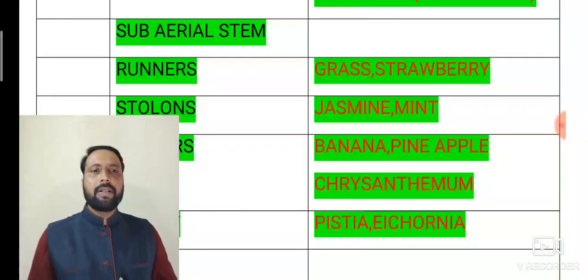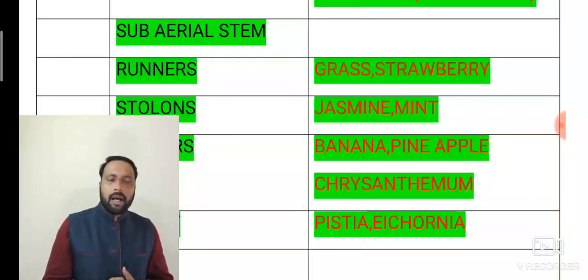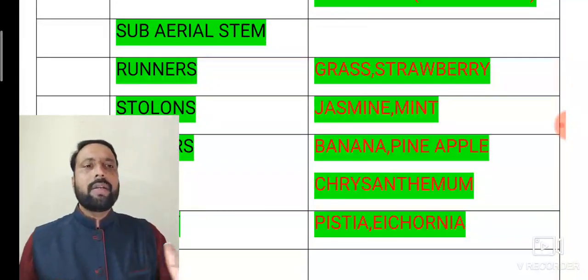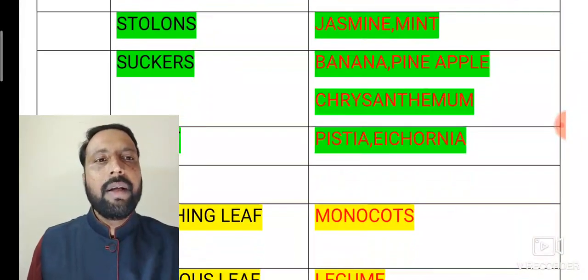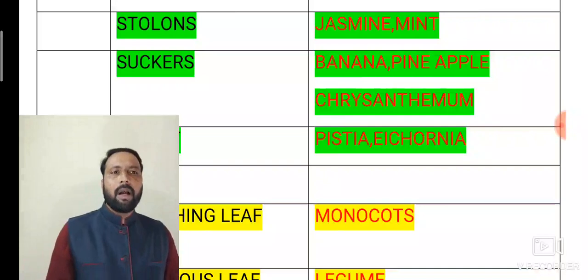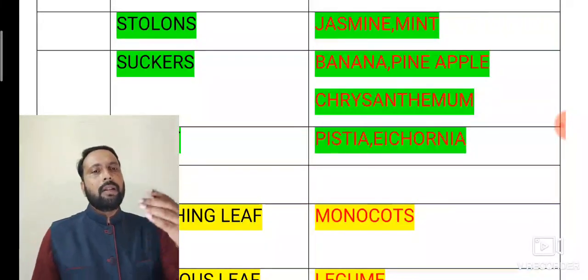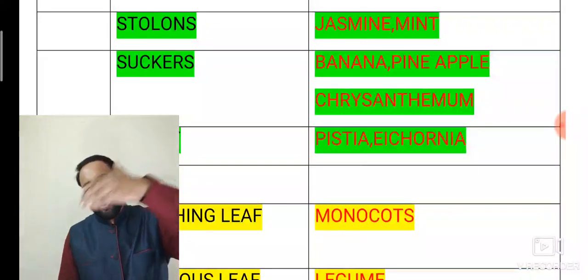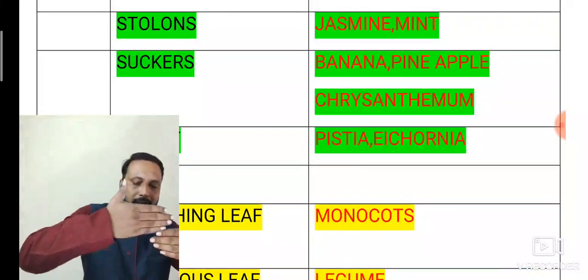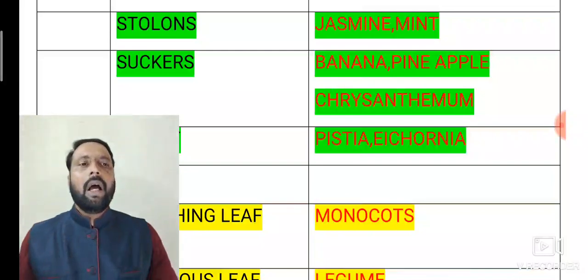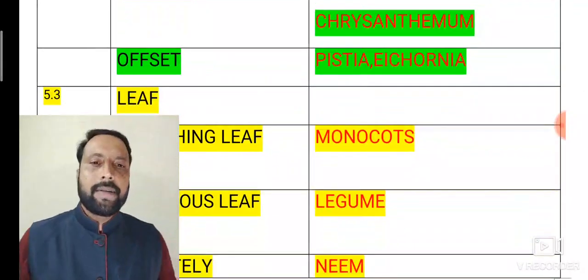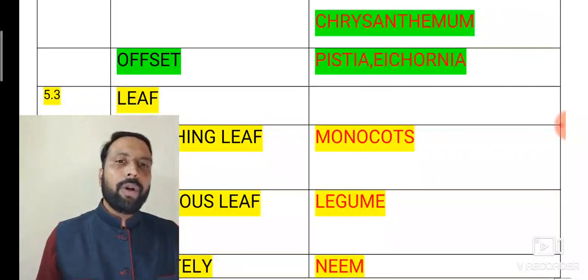Subaerial stem modifications, example, runners, look at grass and strawberry, whereas stolons, example, jasmine and mint. Suckers, example, banana, pineapple, chrysanthemum. Especially in the stolons, the branches grow obliquely downwards. In the suckers, the branches grow obliquely upwards. And then look at offsets, example, Pistia and Eichhornia.